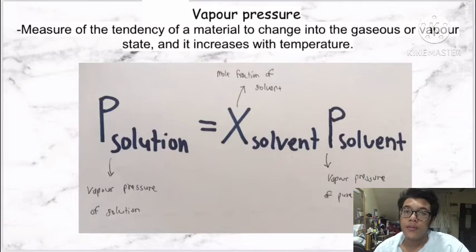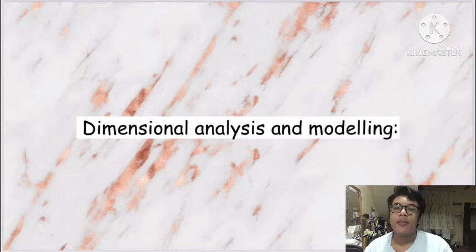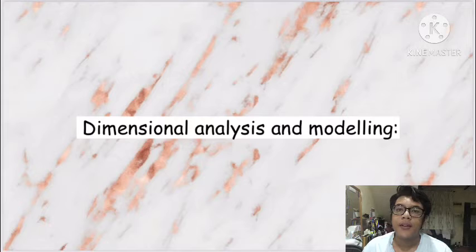For the vapor pressure, it is the measure of the tendency of a material to change into the gaseous or vapor state, and it increases with temperature. Regarding the formula, the vapor pressure of solution is equal to the product of the mole fraction of solution times the vapor pressure of pure solvent. So we are done with the fluid properties.